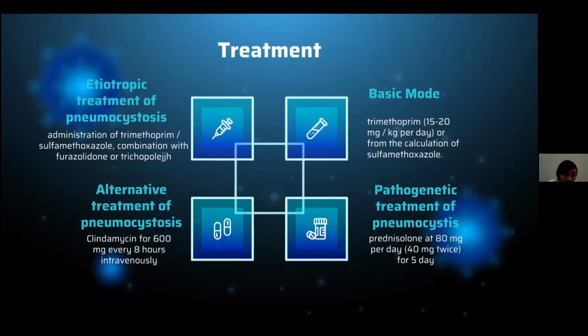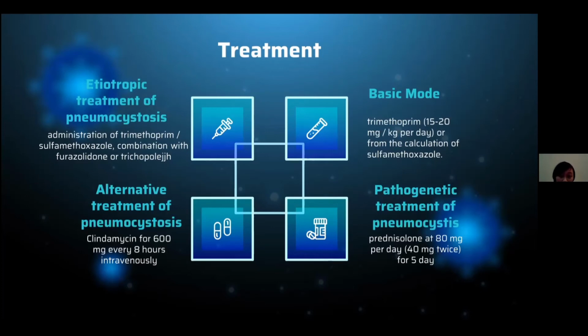Today I'm going to explain about the treatment of pneumocystis. The first is etiotropic treatment of pneumocystis. The treatment of pneumocystis in children without immunodeficiency states is currently the administration of trimethoprim or sulfamethoxazole. The dosage is 120 milligrams 4 times a day, more often in combination with furazolidone, about 1 tablet 4 times a day, or tricopol 4 tablets per day for 1 to 2 weeks.